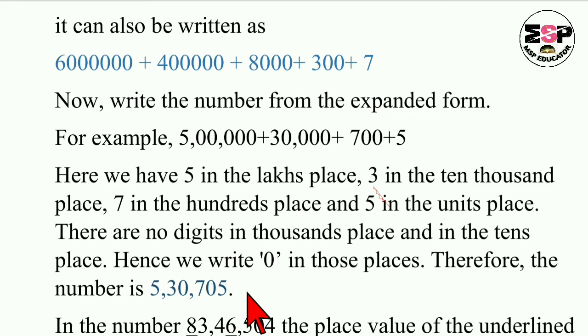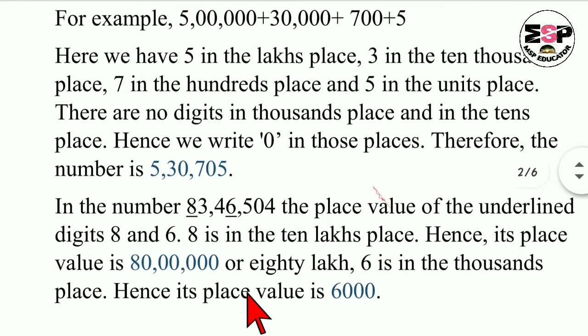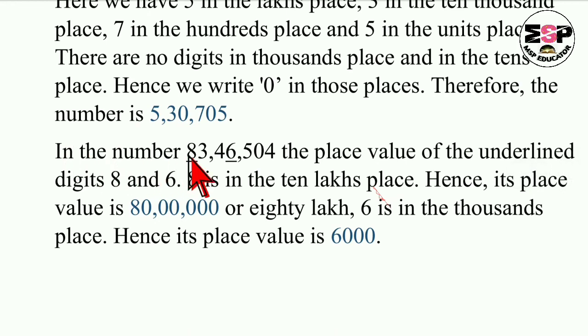Okay, now in the number 83,46,504, find the place value of the underlined digits 8 and 6, meaning only the underlined digits' place values you are going to find out here. That's why 8 is in the 10 lakh place, hence its place value is like this, 80 lakh. Okay, and 6 in the 1000 place, hence its place value is 6,000.